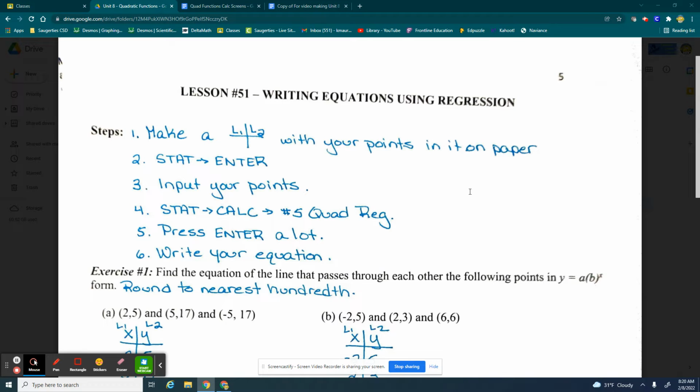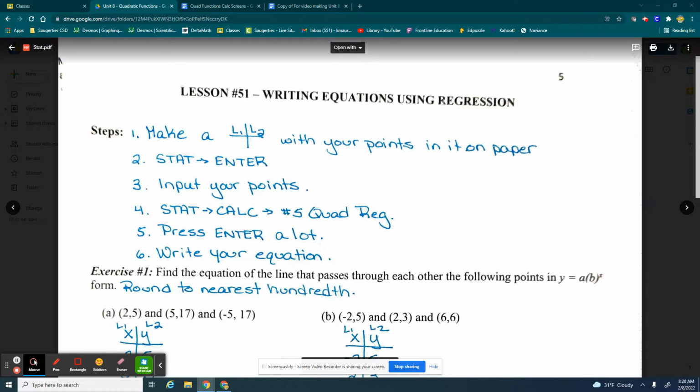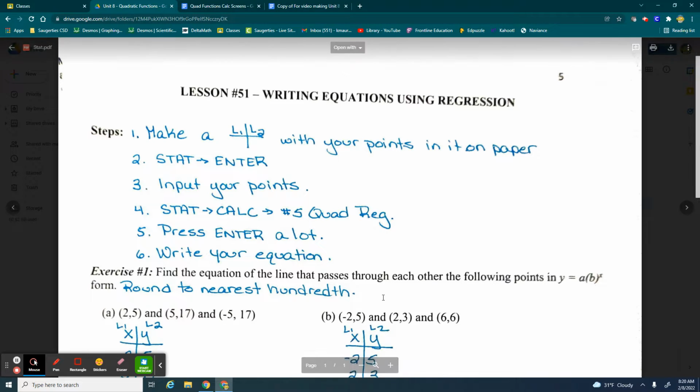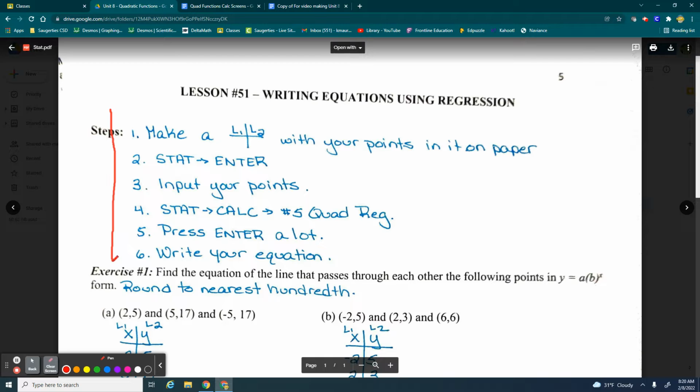Welcome back. We're on lesson 51. We are writing equations using regression, which means we're going to use stat edit. So what I'd like you to do is pause the video and copy down your steps. As far as regression goes, the only difference is that we're going to choose number 5. That stands for quadratic regression. Don't move forward until you have copied down these steps.